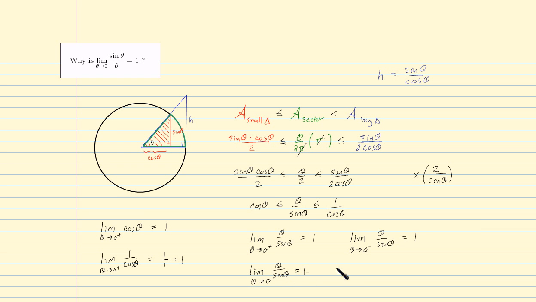And finally, reciprocating, the limit as theta approaches 0 from either direction of sine of theta over theta must then be 1 as well. Okay? And that right there is what we intended to prove. I'll put in a couple implication arrows here just so you can follow the flow. But that's it. QED. We're done. That is why that limit is a 1.